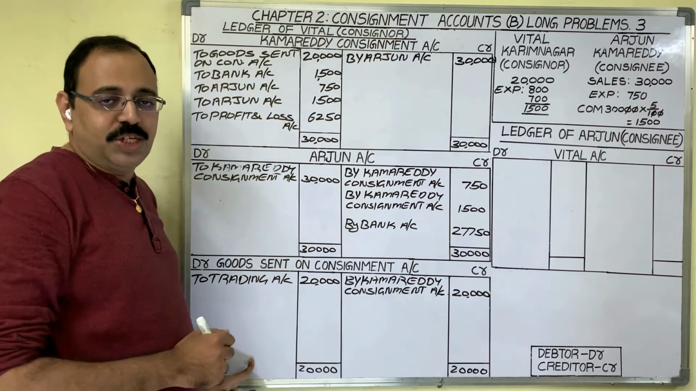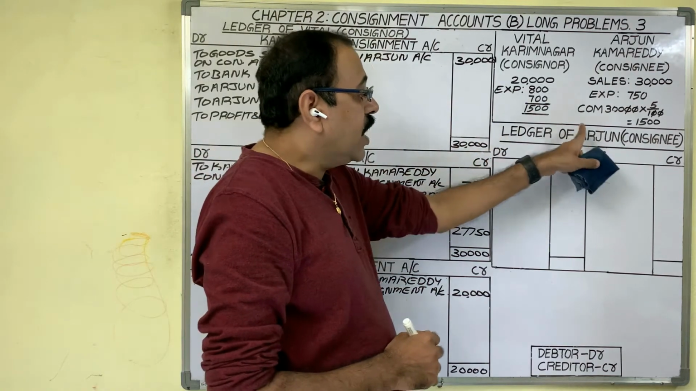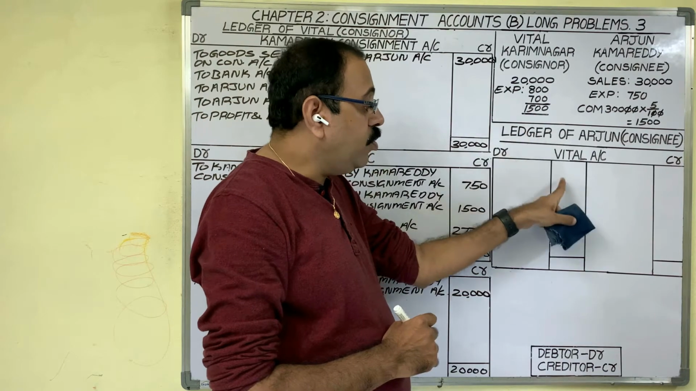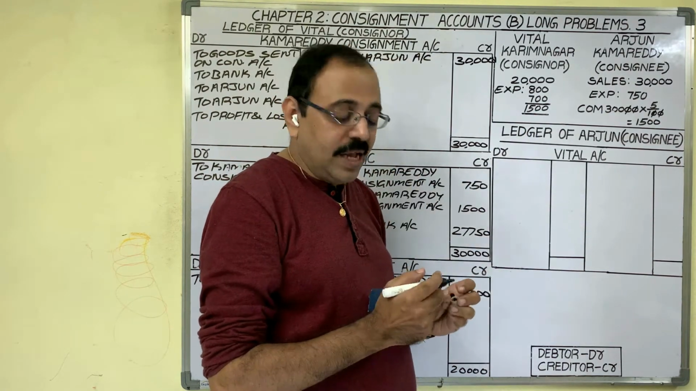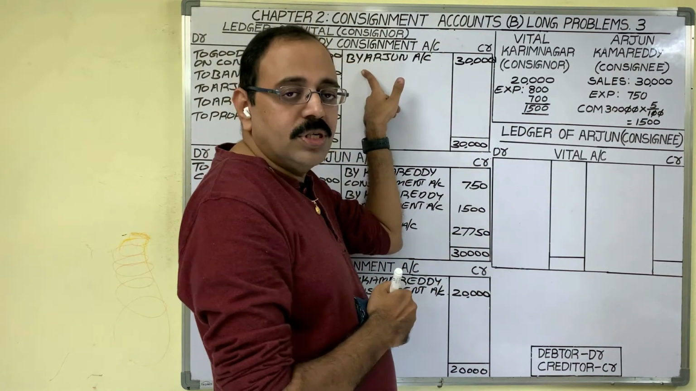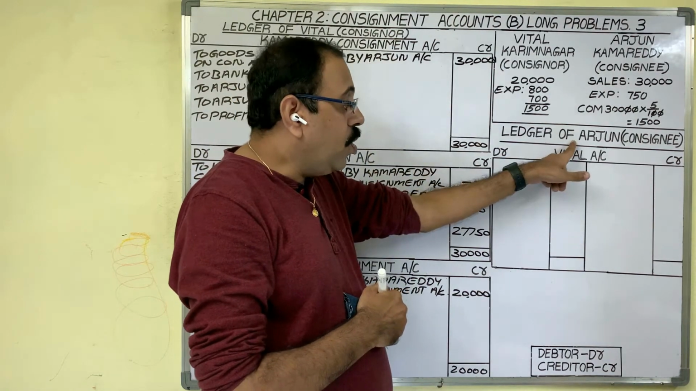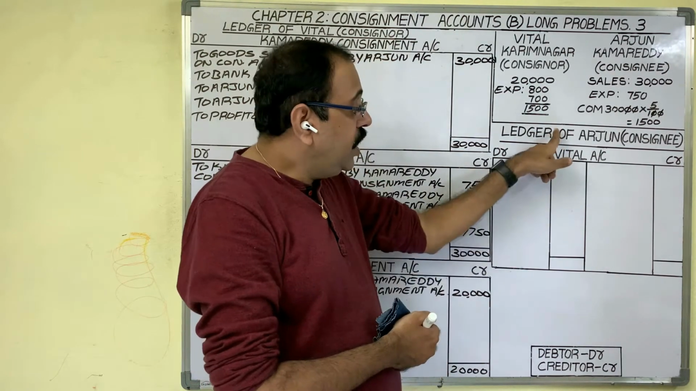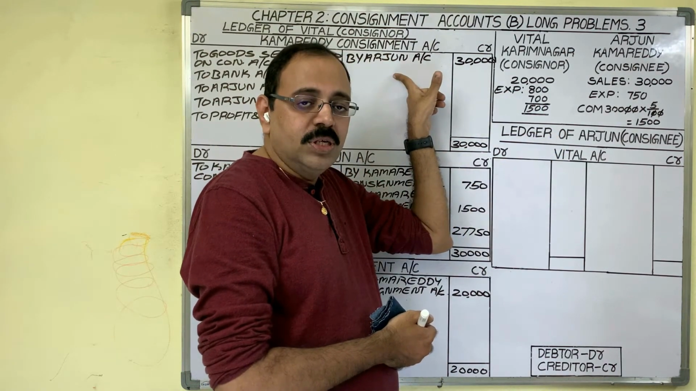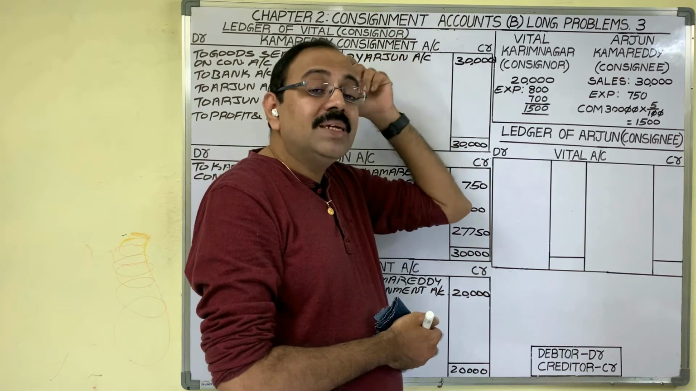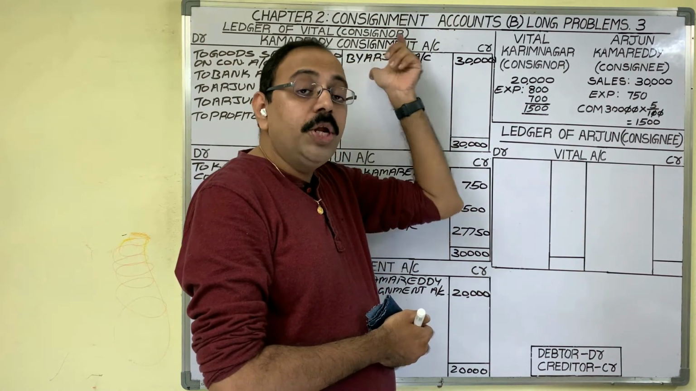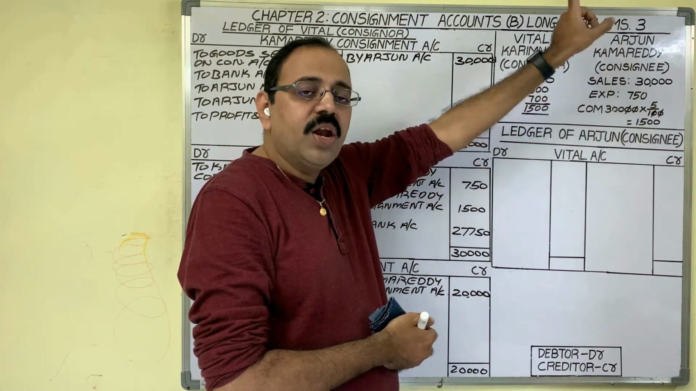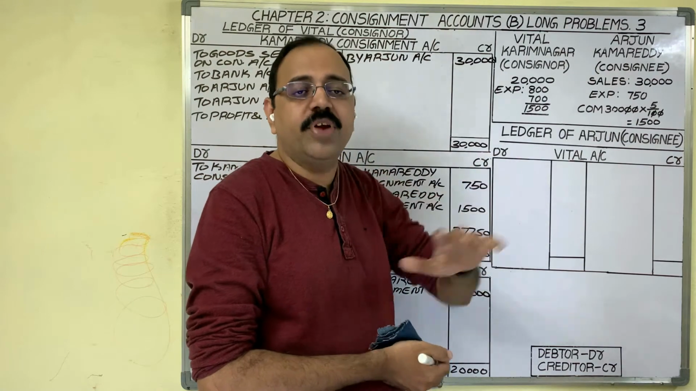Now come to consignee's books. Ledger of consignee, Arjun. In consignee's books, we have to prepare only one account. That is consignor's account, because he should know finally how much amount he should pay to the consignor. He need not prepare the consignment account, because the consignment business profit is going to be enjoyed by the consignor. It is not our profit. So we are not concerned with consignment profit.